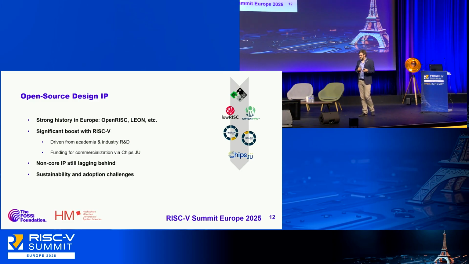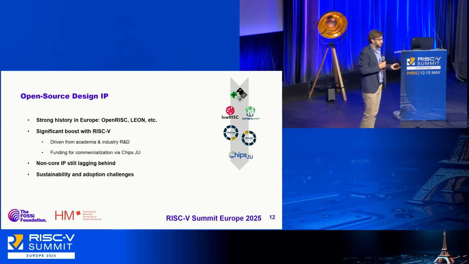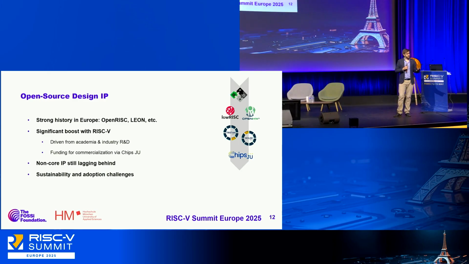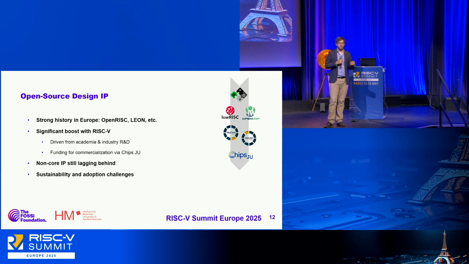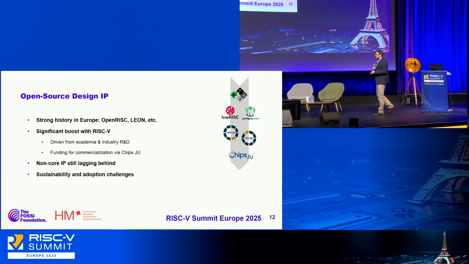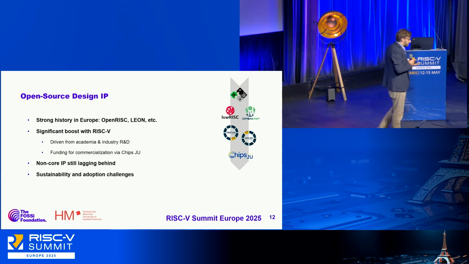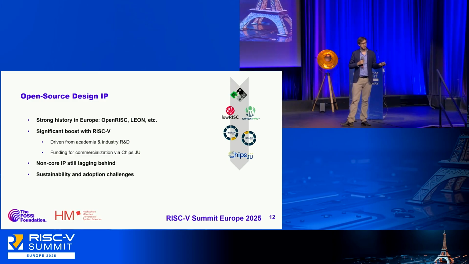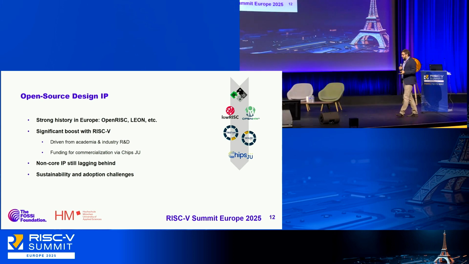What I observe is that the non-core IP didn't significantly improve in the last 10 years. Essentially, you can get your uncore IP, but when it comes to memory controllers, etc., we're still lagging behind. I think there might be more investment, but I think it's already on a good trajectory. The main challenge that I see in general is the sustainability, obviously, of open source projects: what happens if the public funding goes away, and how can we make sure that it's really adopted.